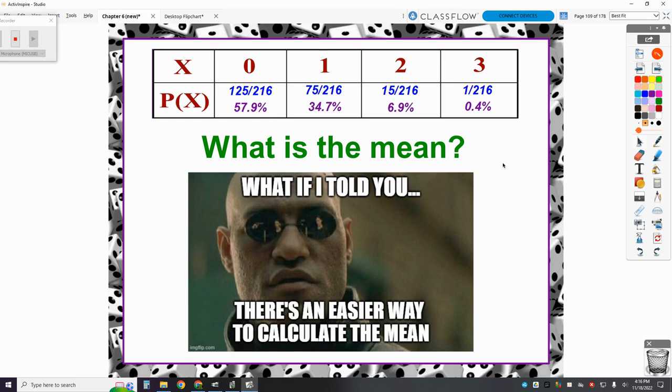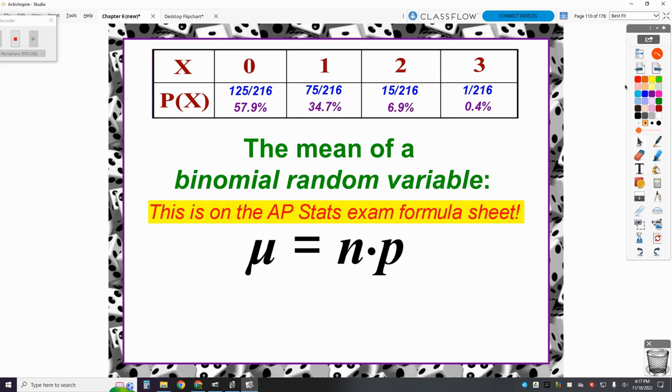Now, what if I told you that there's an easier way to calculate the mean, but of a binomial random variable? What I'm about to reveal to you only applies if the situation follows a binomial distribution. And guess what? Great news. This is on the AP Stats exam formula sheet. So there is a very simple formula here that we can use to calculate the mean, again, only of a binomial random variable. This does not apply if it is not a binomial random variable.